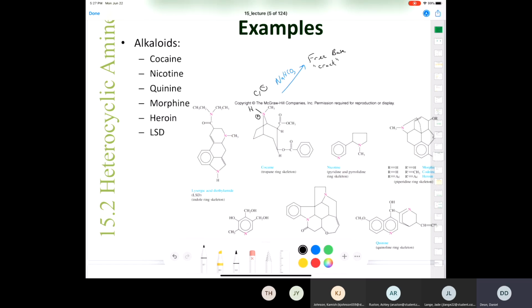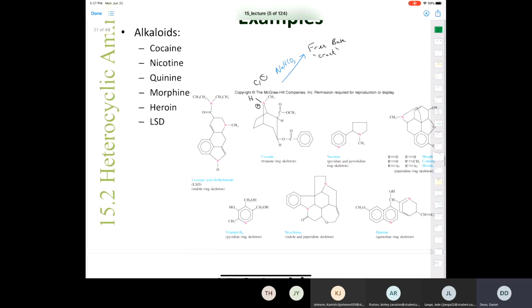But when they make crack, that free base, the original structure of cocaine, can cross the blood-brain barrier in seconds, and you can become addicted very quickly to crack cocaine.